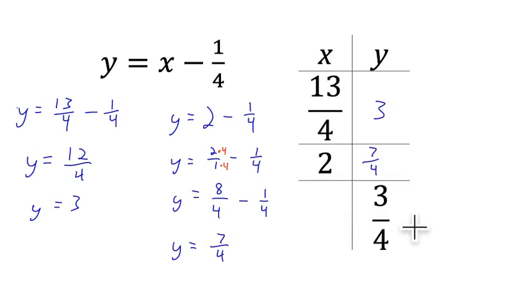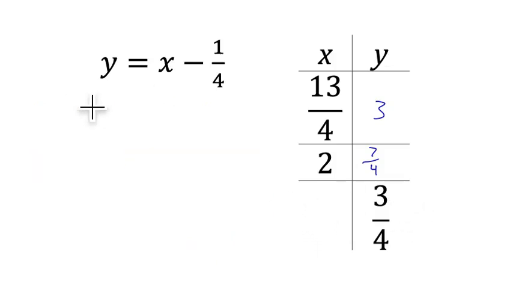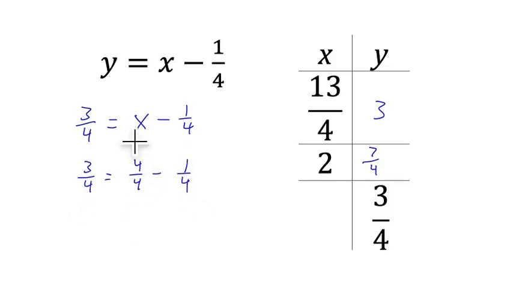Last one is we end up with an output of 3/4, and we're trying to figure out the input. So our y equals 3/4. That's what we end up with. We're trying to figure out what number do we subtract 1/4 from to end up with 3/4. Well, we're working with fourths here. And so to end up with 3/4, we would have to start with 4/4 and subtract 1/4 to end up with 3/4. So x must equal 4/4.